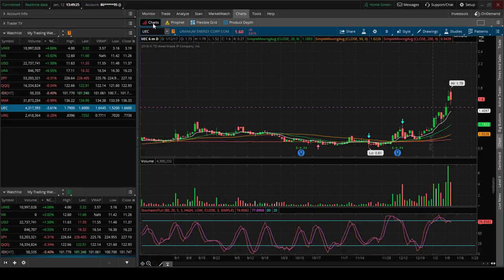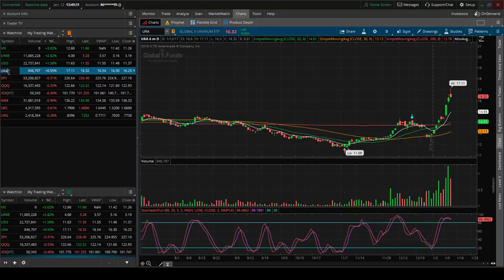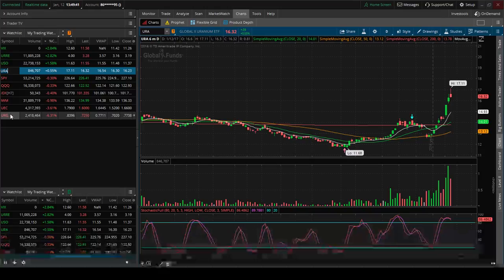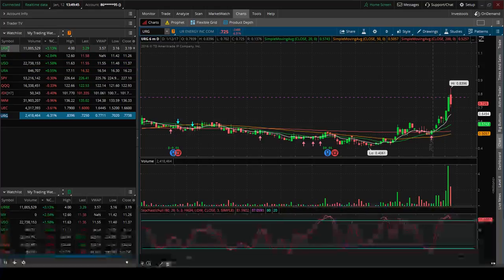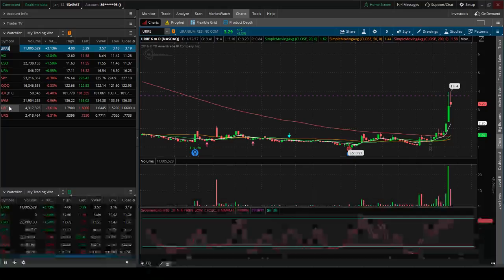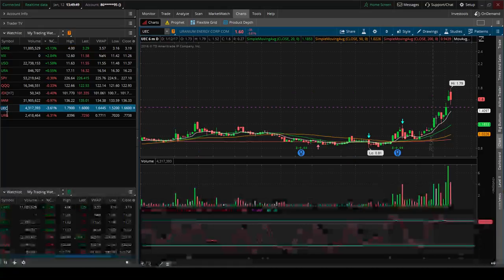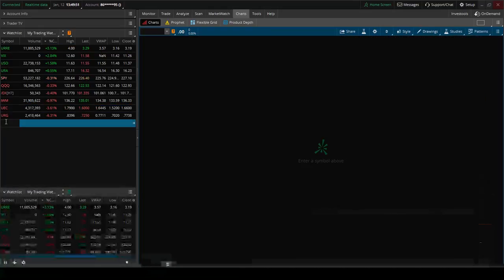The reason why is the whole uranium energy sector has been moving. You guys can see the URA ETF. It's been moving, so that includes a basket of stocks in the uranium energy sector. So that included stocks like URG, DNN, URRE, and UEC.